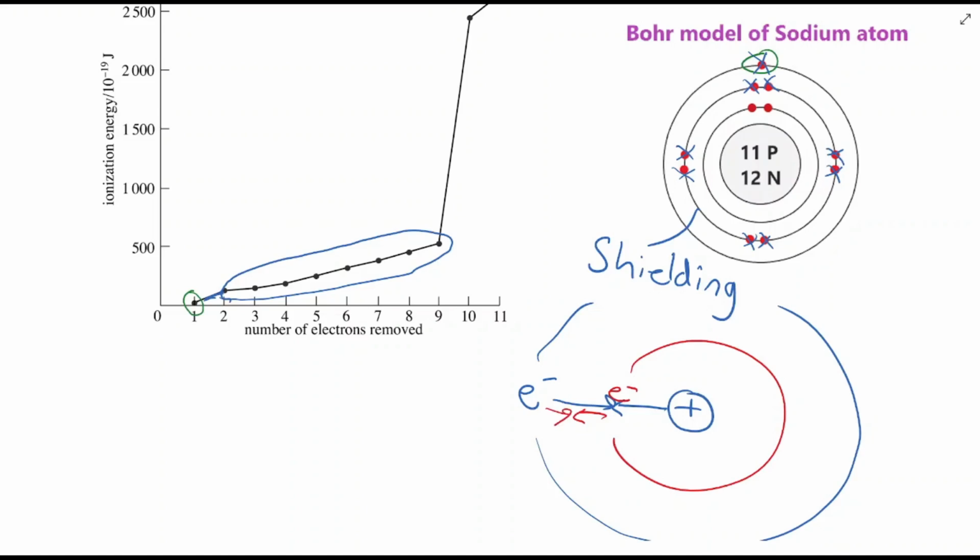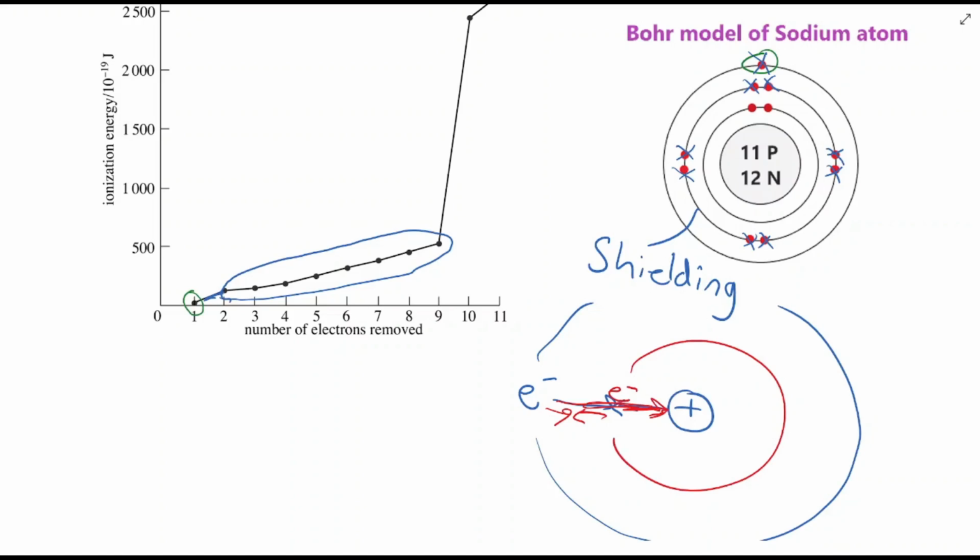They are counteracting each other. That means the attractive force here and here that's pulling this electron in is becoming less. So as shielding increases, the ability to lose the electron from the outside shell gets easier.